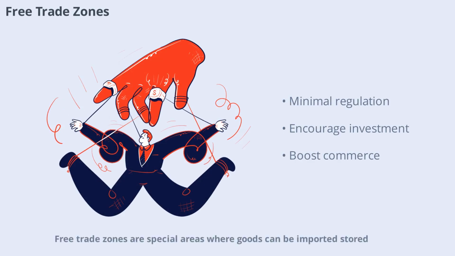Free trade zones are special areas where goods can be imported, stored, and exported with minimal regulation. These zones encourage international business by reducing taxes and paperwork. Economic systems determine how free trade zones operate and who benefits. Capitalist countries often use them to attract investment, while mixed economies balance incentives with oversight. Free trade zones boost global commerce and create jobs.